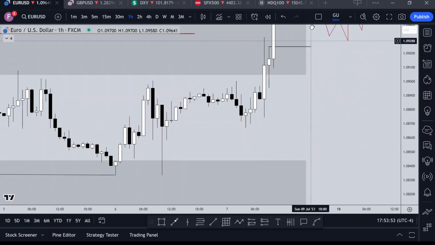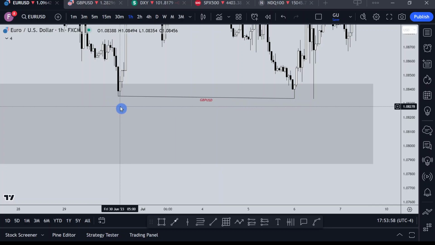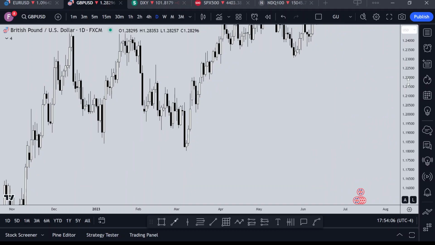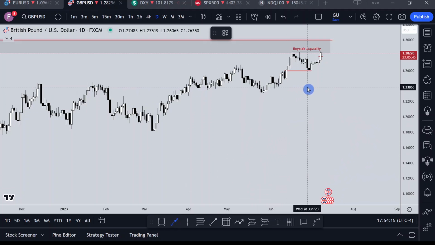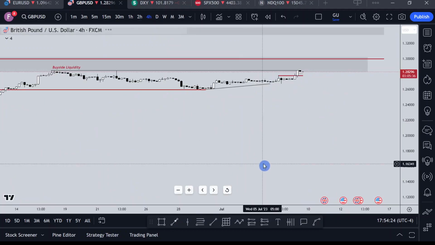So take note of the SMT divergence right here, this low at Friday, 30th June. Let me show you that same low on the pound dollar. And you can see that on the pound dollar, we didn't take that low. Okay, so Friday, 30th June. Let me try and mark that. Friday, 30th June. So this 30th June on Friday, you can see that price didn't sweep it. Okay, so let me go to the 4 hour chart.